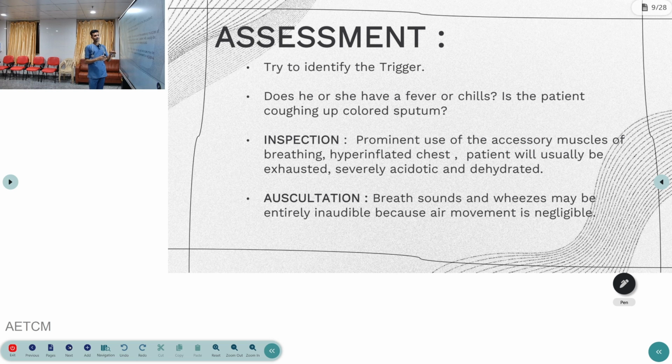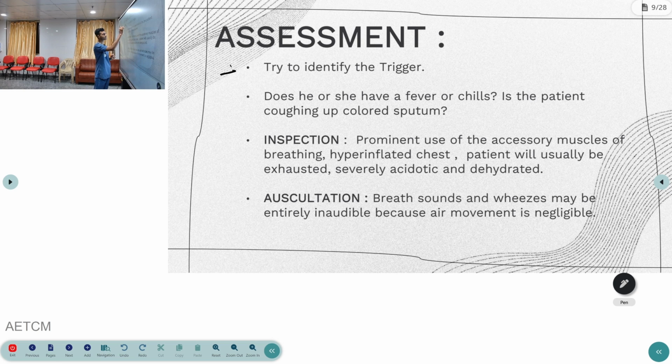So assessment and management, we have to follow our proper scheduled, fixed emergency protocol. We'll start with the scene size up, and then we go with the initial 10-second assessment. That is the thing we have to follow. Here we mention the focused things, the major important things that occur in asthma, that we are going to see.